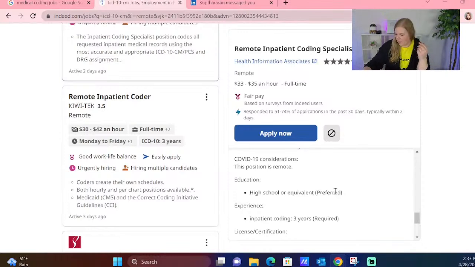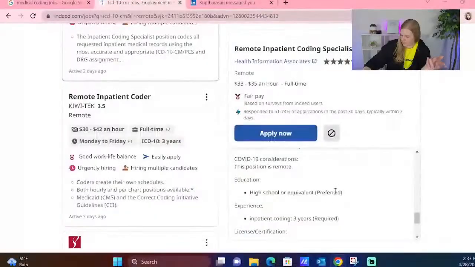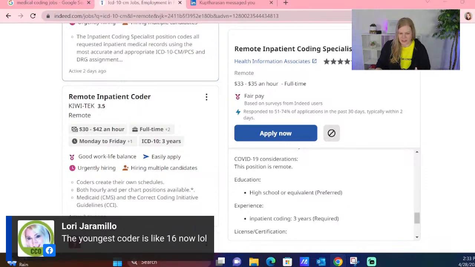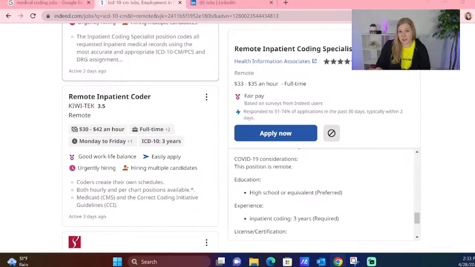However, if you are someone who does not have your high school diploma or your GED, just understand that when you're looking at the job listings, that might be a requirement. Although I think it's cool. I think medical coding is something that you could learn at the high school level. Yeah, Lori's saying the youngest coder is like 16 now. We have someone who's seriously a teenager and is certified through the AAPC.